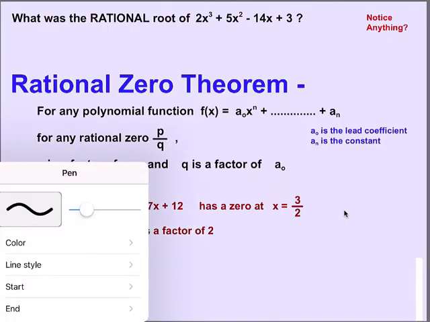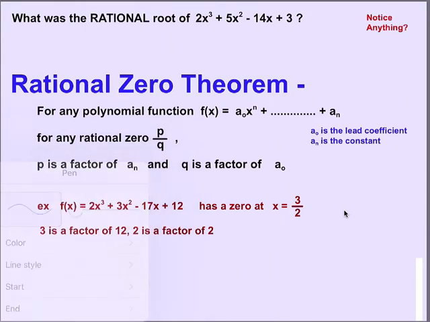So the root of this cubic was 3/2, and I want you to just notice those two numbers that we have here. The 3 and the 2 come from the polynomial itself. This is not a coincidence. This is always going to happen. And the rule that says so has a name. It's called the rational zero theorem, or I call it the rational roots theorem because I like alliteration.